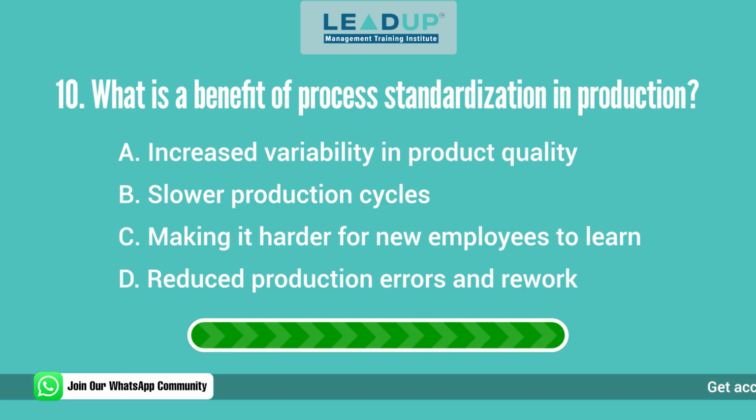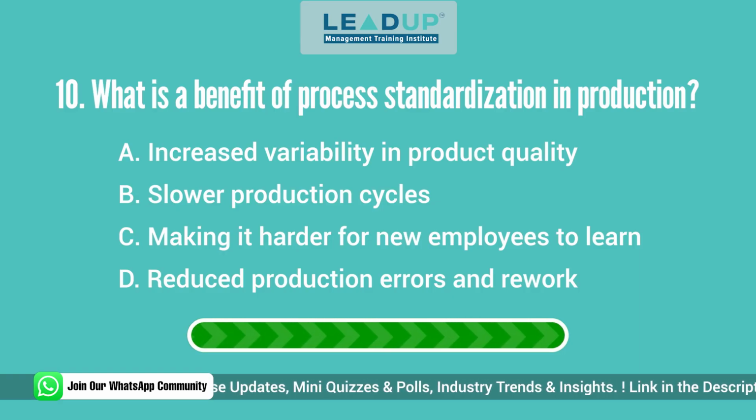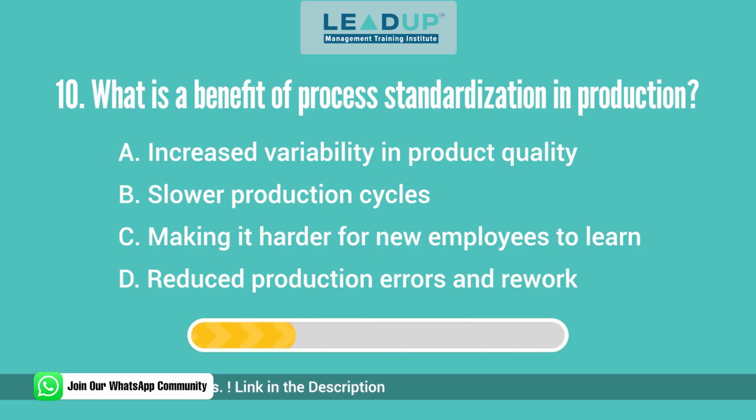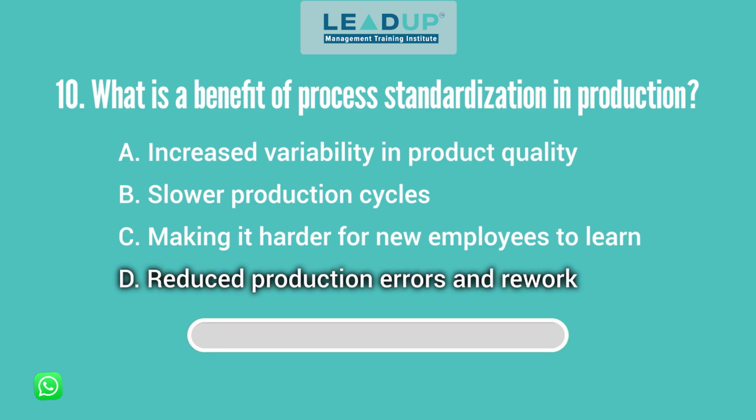Question 10. What is a benefit of process standardization in production? A. Increased variability in product quality. B. Slower production cycles. C. Making it harder for new employees to learn. And D. Reduced production errors and rework. The answer is reduced production errors and rework.